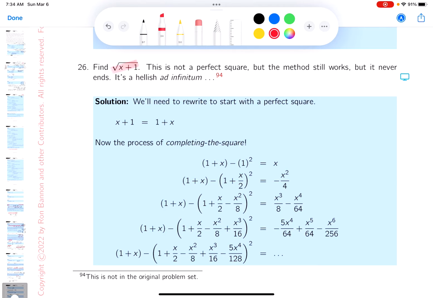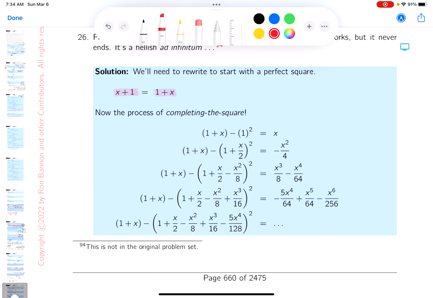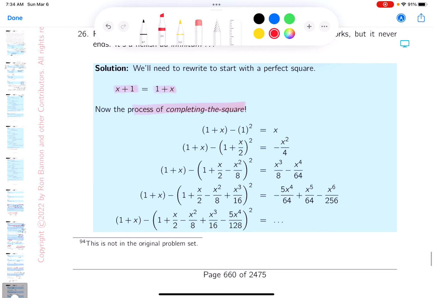So I want to point out that x plus 1 is identical to 1 plus x. So what I do, it's really the process of completing the square, right? So what I do over here, I hope you realize that 1 plus x minus 1 squared is still going to be x, all right? And then I go on, and on, and on, and on.